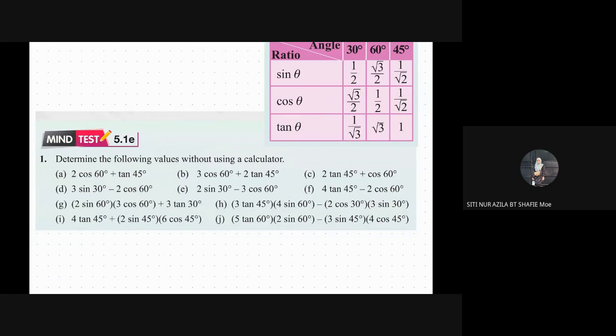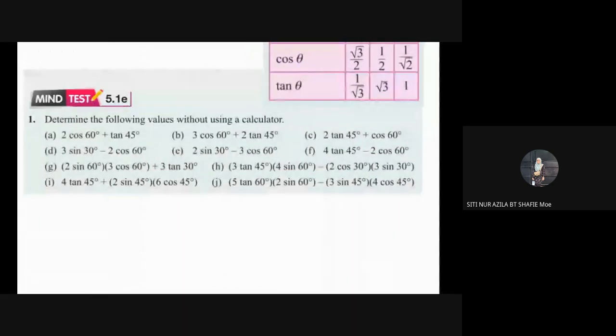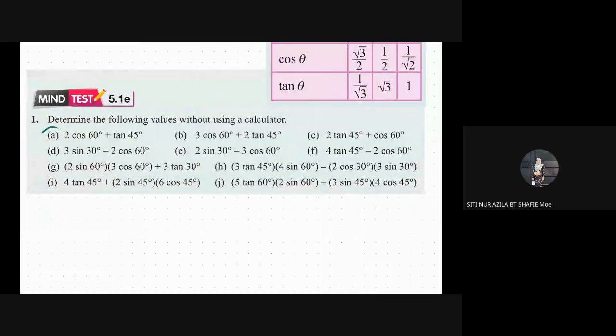Question Mind Test 5.1e from your textbook page 120. So let's try to answer question 1a, starting with the simple one, then 1E and then 1G. I want you to do this together with me, not just watching this video. Please get your pencil and your notebook. Let's do this calculation together.